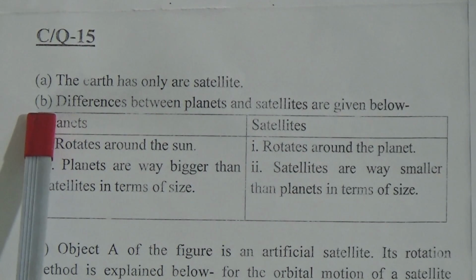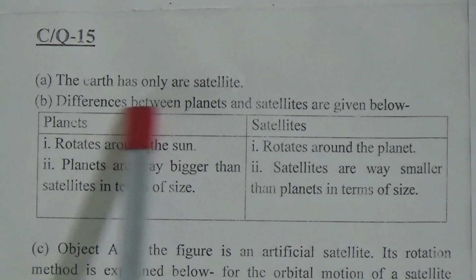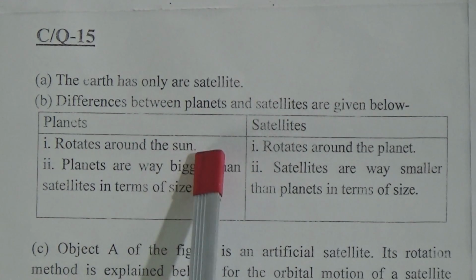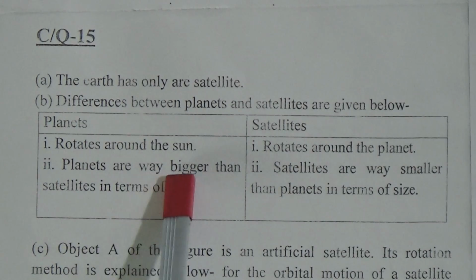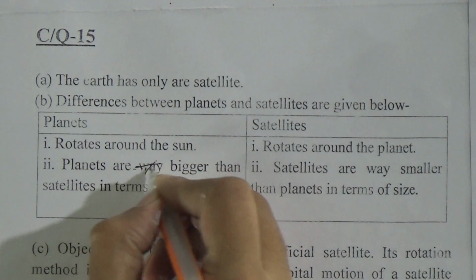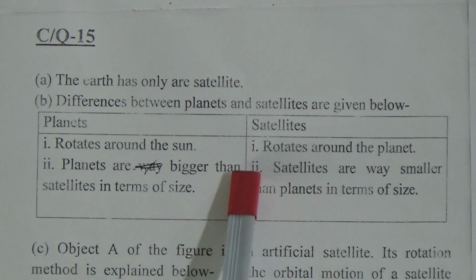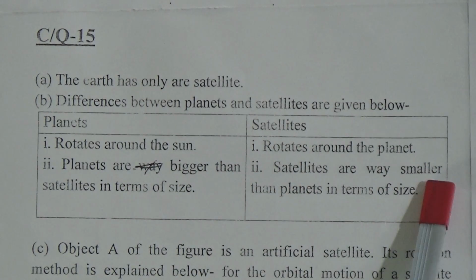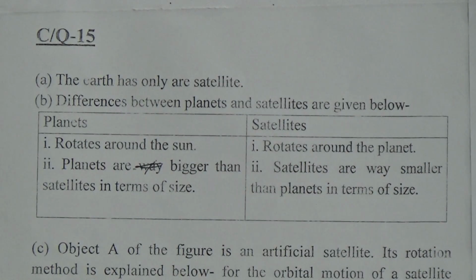The question was, write differences between planets and satellites. The answer is, differences between planets and satellites are given below. Planets rotate around the sun, and second, planets are bigger than the satellites in terms of size. Dear students, now we will discuss the satellites. First, satellites rotate around the planet, and second, satellites are smaller than the planet in terms of size.